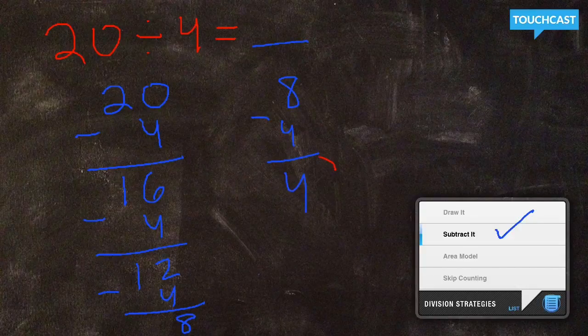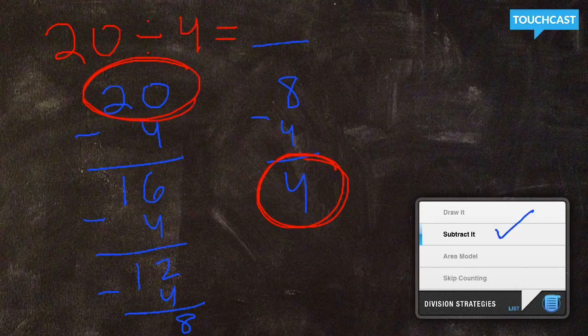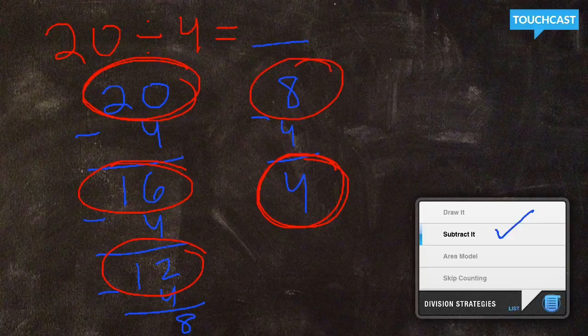So next what we do is we're going to circle our 4, that last number, and we're going to circle 20, our first number. And we're going to circle all the times we subtracted 4. So 20, 16, 12, and 8. And now we're going to count how many times we did that. 1, 2, 3, 4, 5. So that means 20 divided by 4 is 5.